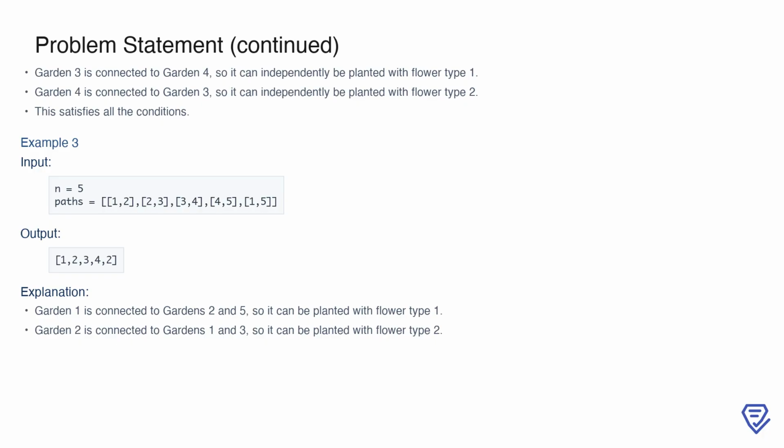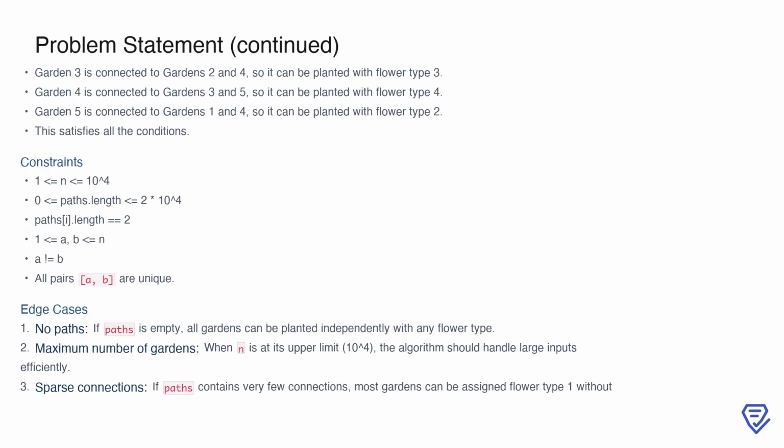Now, let's examine a slightly more complex example, where n equals 5, and the paths are given as 1, 2, 2, 3, 3, 4, 4, 5, 1, 5. In this case, garden 1 is connected to gardens 2 and 5, so garden 1 can be planted with flower type 1. Garden 2 is connected to gardens 1 and 3, so it can be planted with flower type 2. Garden 3 is connected to gardens 2 and 4, so it can be assigned flower type 3. Garden 4 is connected to gardens 3 and 5, so we assign it flower type 4. Finally, garden 5 is connected to gardens 1 and 4, so it can be assigned flower type 2. This assignment ensures that all constraints are satisfied.